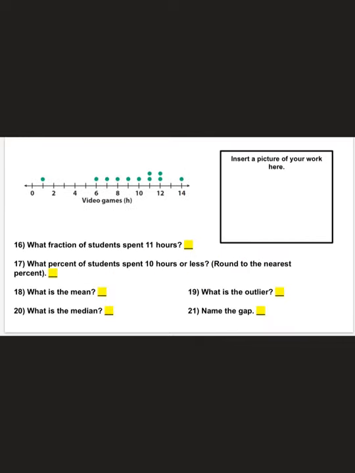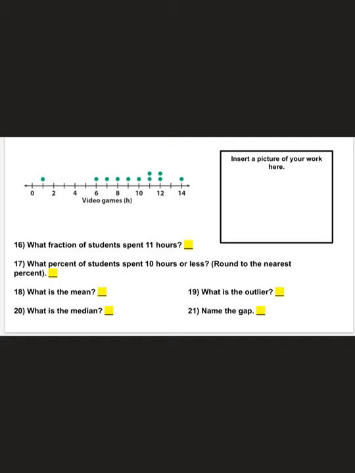All right, number 16 through 21 all have to do with this dot plot. Number 16 says, what fraction of students spent 11 hours? So when it asks for a fraction, remember the first thing you have to do is count how many data points you have in total.